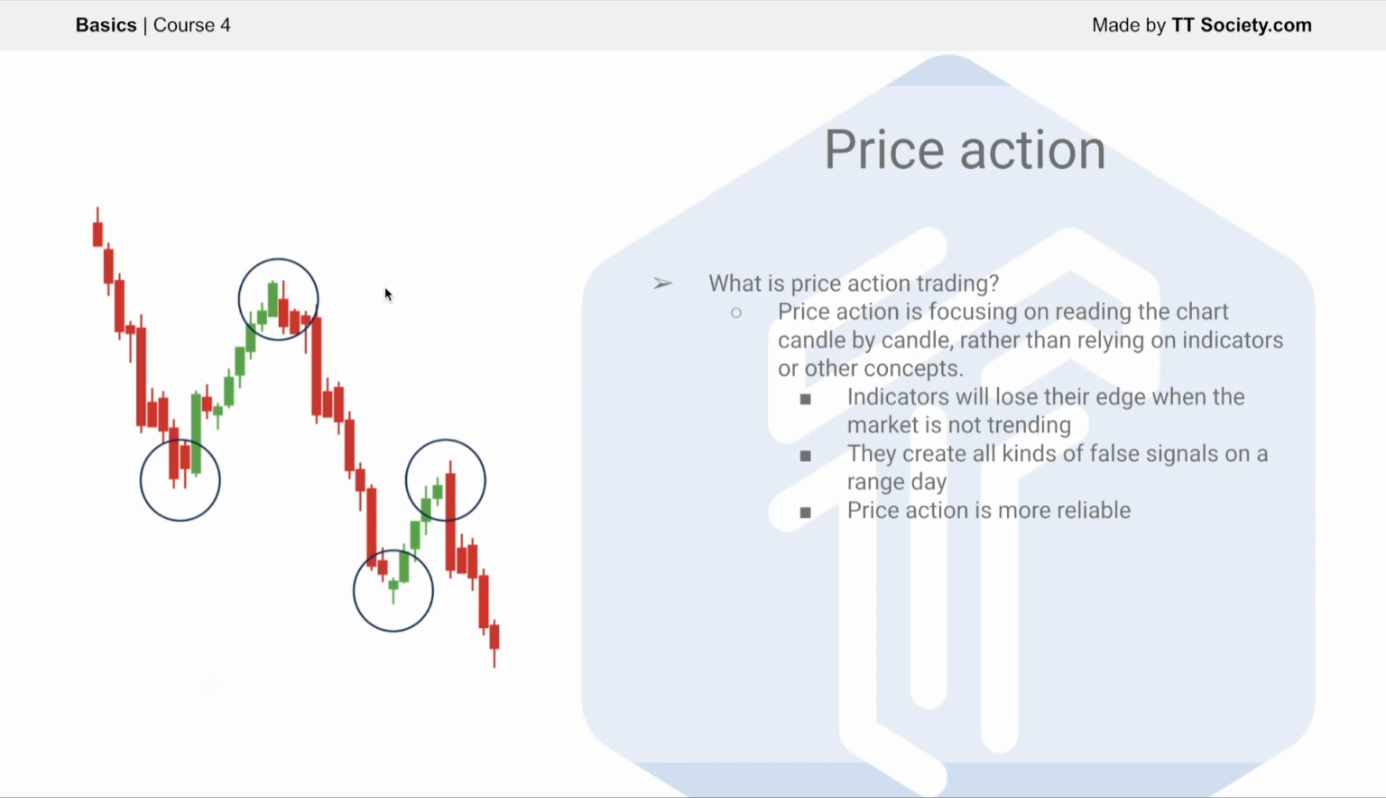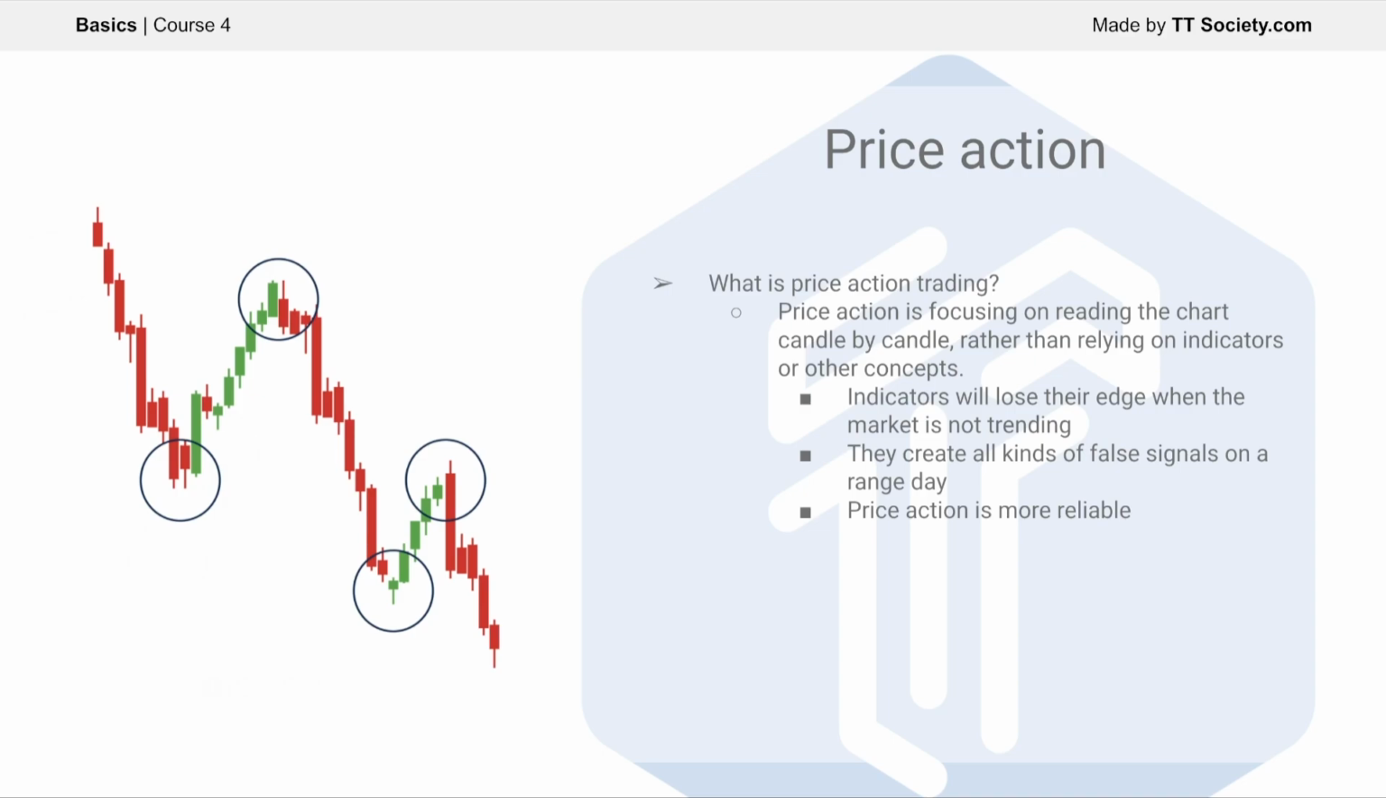They read the chart candle by candle, and you do understand that any move within a trend can lead to a reaction. Indicators, on the other hand, will lose their edge when the market isn't trending. They create all kinds of false signals and are not really reliable. Price action is more reliable. It is the key to becoming a successful trader.